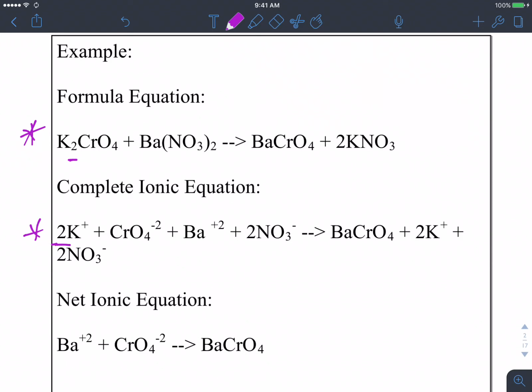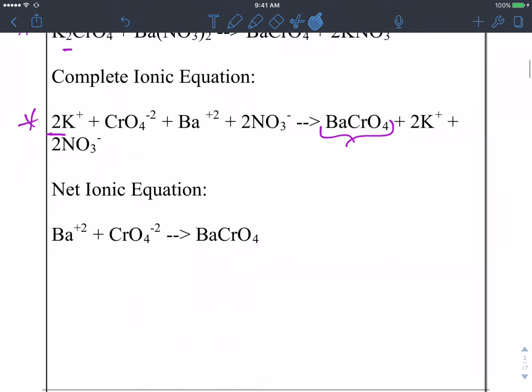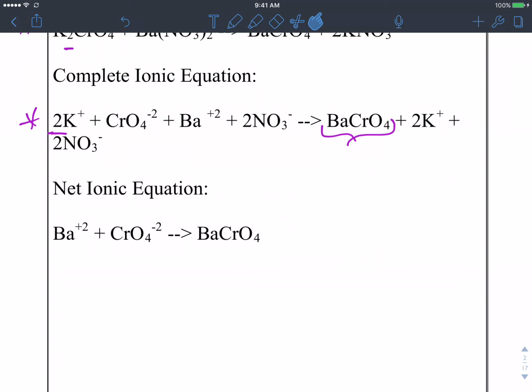But now take a look at our product. You'll notice that we have barium chromate. If you reference your solubility rules that you all need to know and memorize, you'll find that chromates tend to not be soluble. And so barium chromate here sticks together as a solid. It does not form ions. But the potassium and the nitrate still continue to be ions for a number of different reasons.